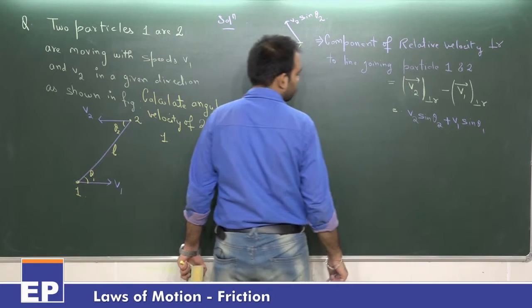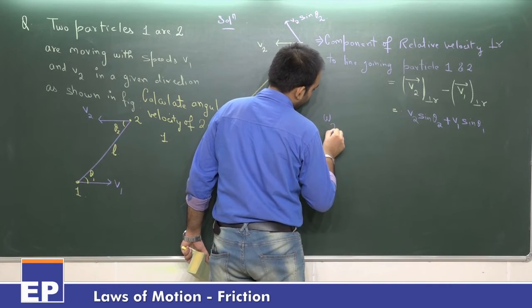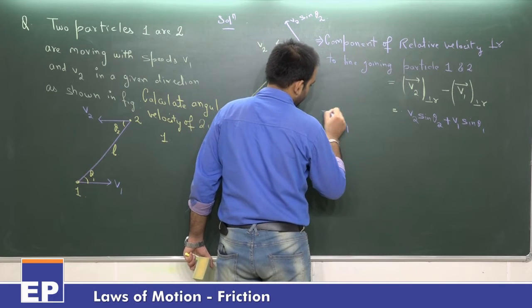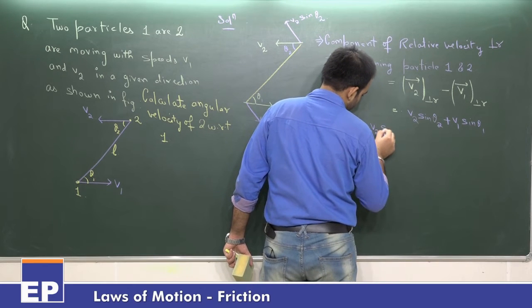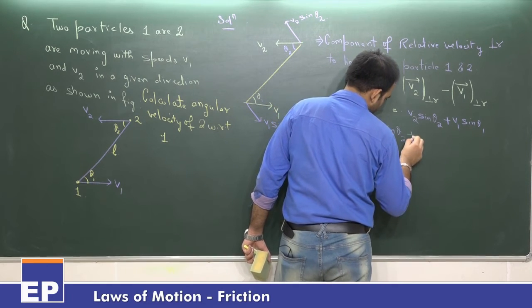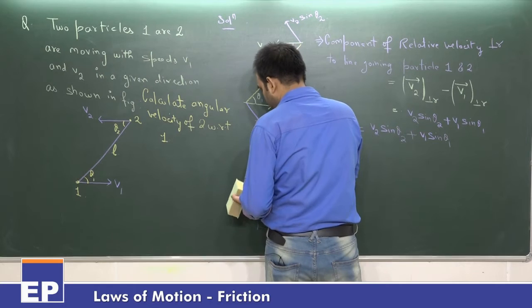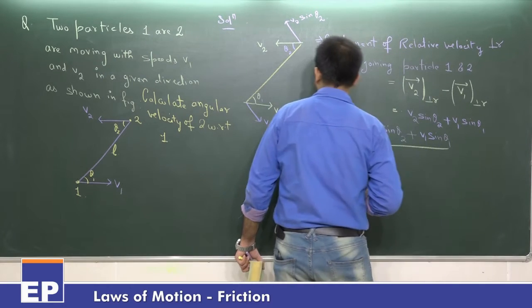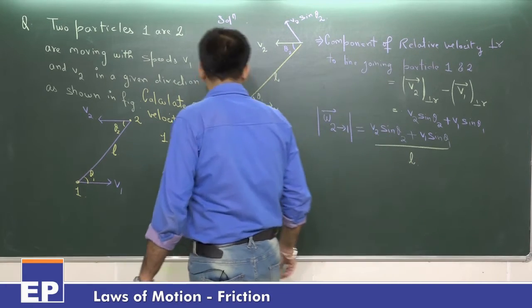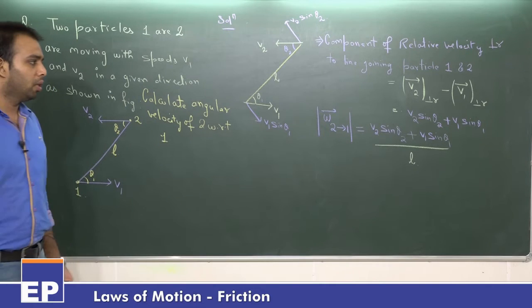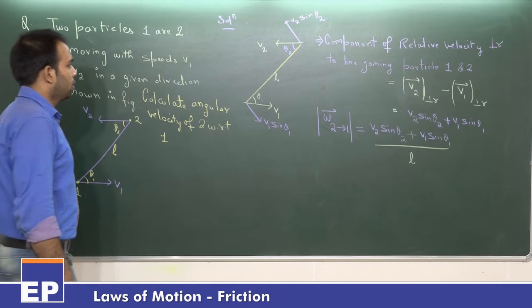If I add both, what is the component of relative velocity? It is this. So what is omega? The angular speed of 2 with respect to 1. This is this component, plus v1 sin theta 1, by the distance between them, and the distance between them is given as L, divided by L. So it is v2 sin theta 2 plus v1 sin theta 1 by L. That is the magnitude of the relative angular velocity, right?